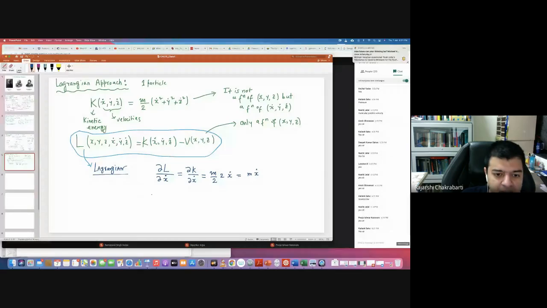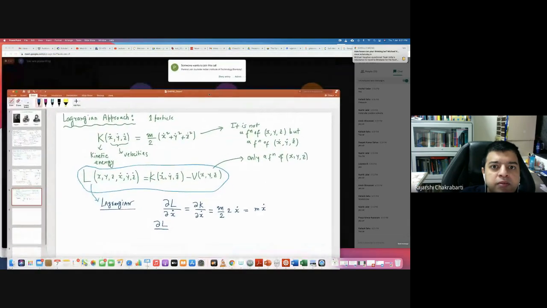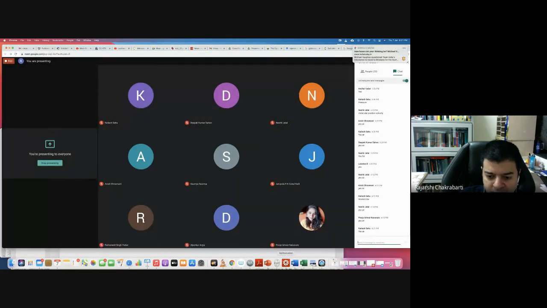Okay. Now, if I calculate del L, what happened? Somebody's Prakrati join. I'm admitting, but from the next class onwards, I'm not going to admit people who are not using LDAP. Okay.